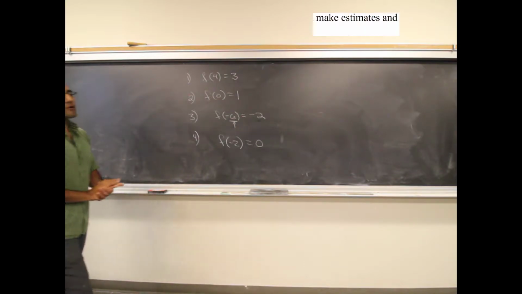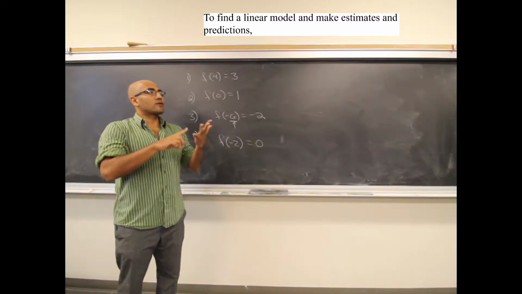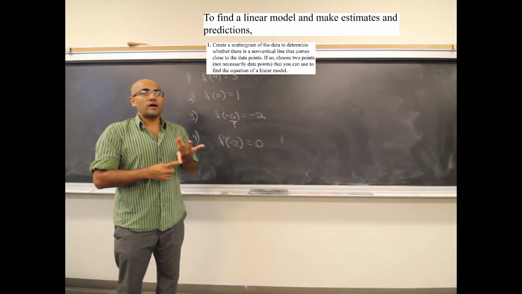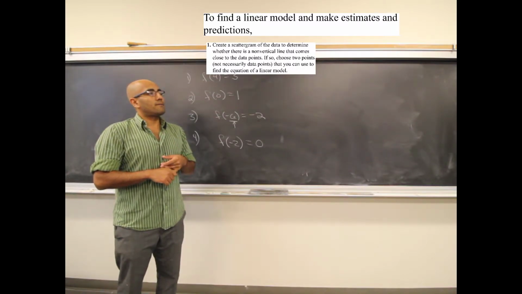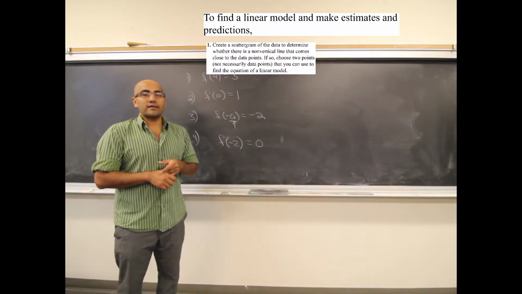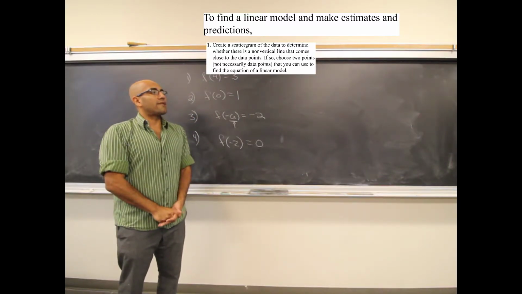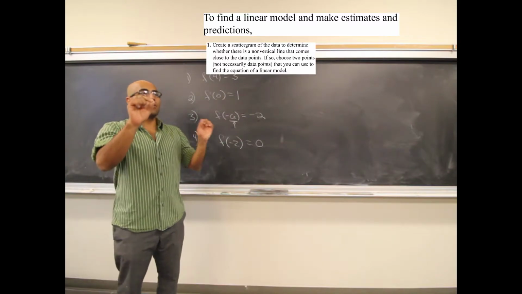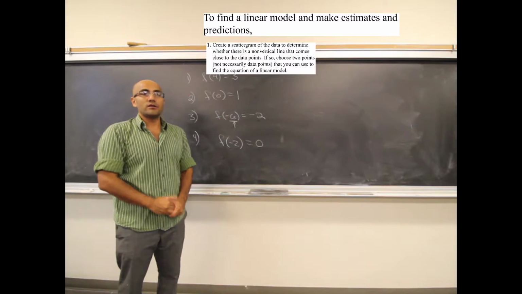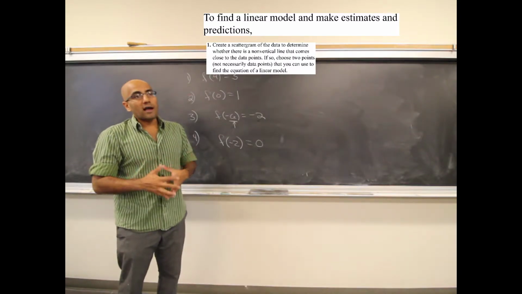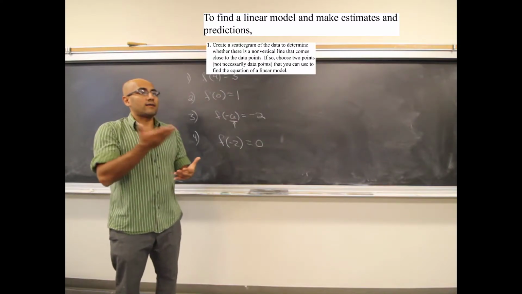So to find a linear model and make estimates or predictions, first we're going to create a scattergram, which we've done either by hand or with our calculator. Determine whether there is a non-vertical line that comes close to the points, if it's approximately linear. Then we're going to choose 2 points such that when we connect those 2 points, that line makes a pretty good approximation. That's one way we're going to do it. Or I might just say use the linear regression function in your calculator to find that line.